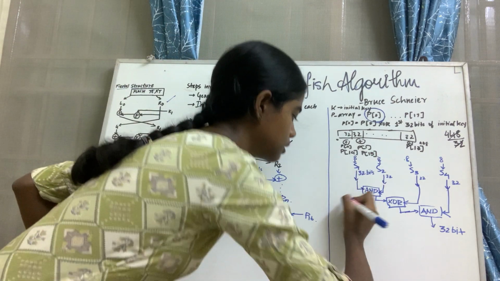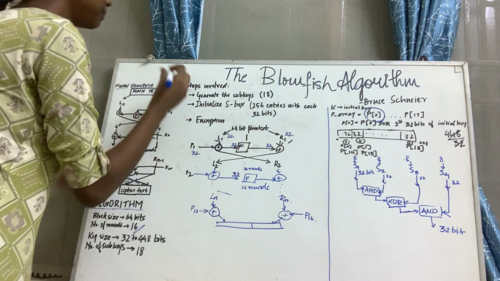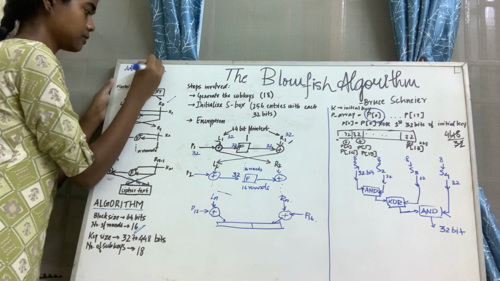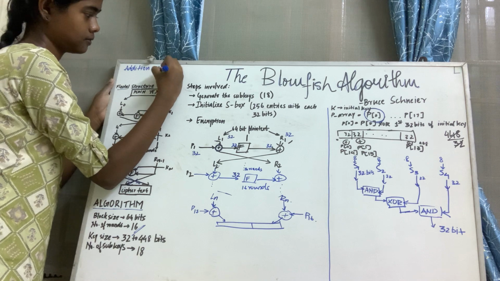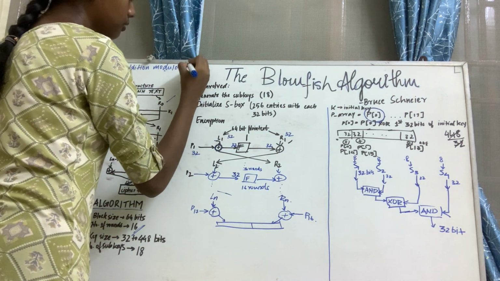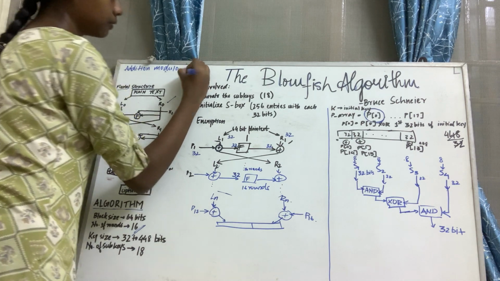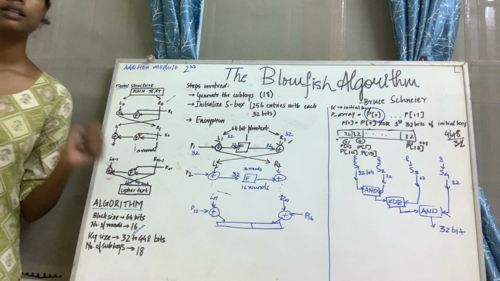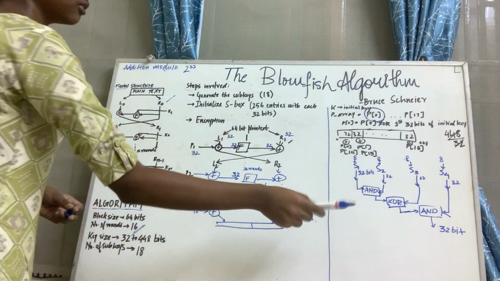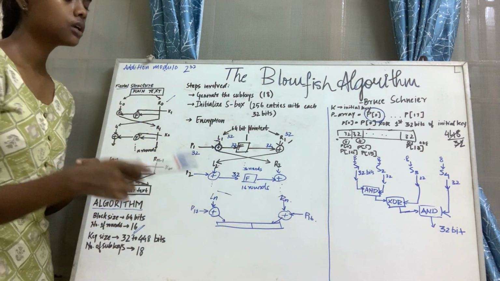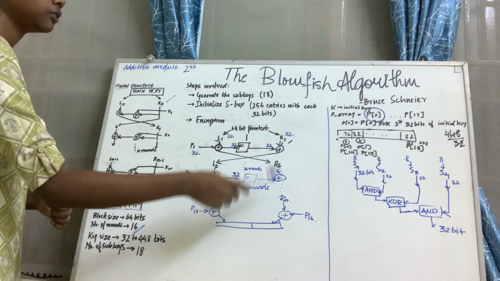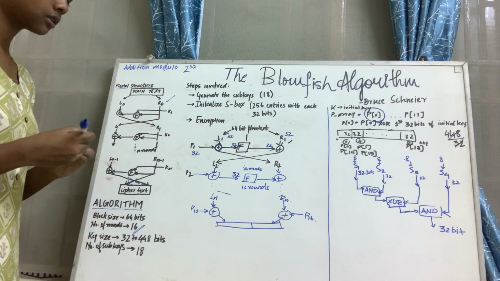I'm so sorry, I will be writing here. Addition modulo 2 to the power of 32. It is the addition modulo 2 to the power of 32. So now we finally get the 32-bit output which we will be performing XOR with over here, and then all these rounds will be performed.